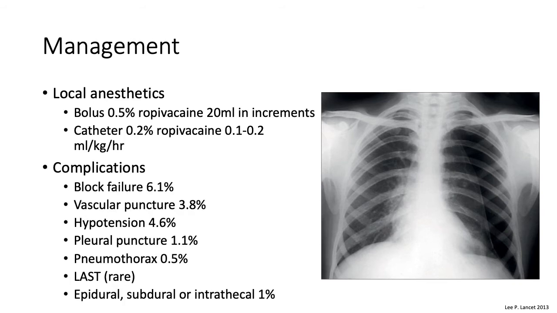The complications include block failure, vascular puncture, hypotension, pleural puncture, pneumothorax, local anesthetic systemic toxicity, and epidural, subdural, or intrathecal spread, especially if large volumes are injected or if the needle is directed medially. Signs of pleural puncture or pneumothorax include loss of resistance. The patient may cough, have sharp chest pain or shoulder pain, or sudden hyperventilation.